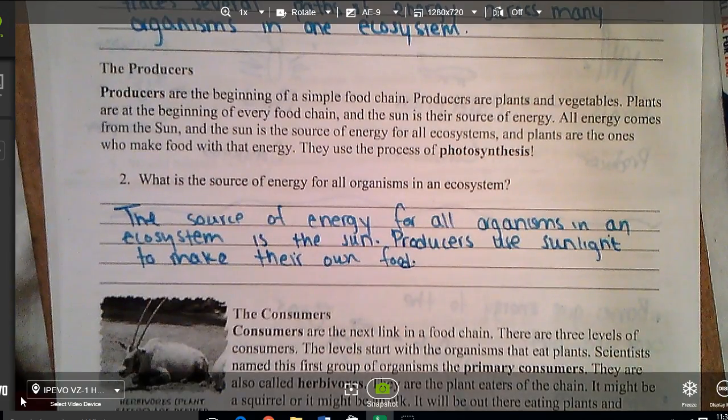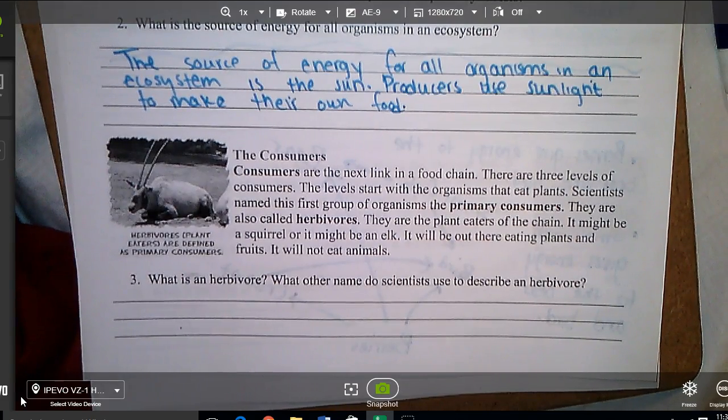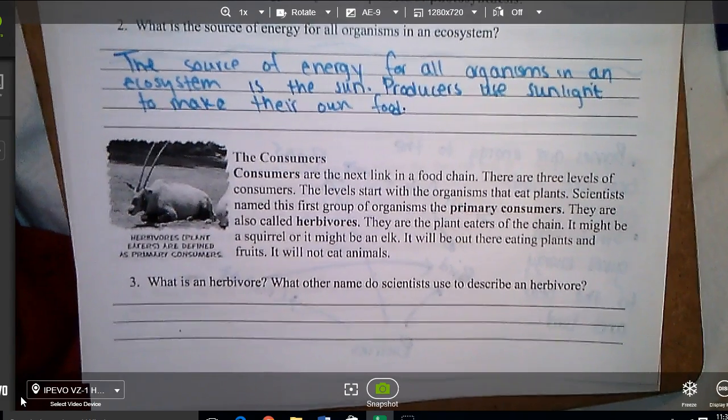Now let's talk about consumers. This is probably the most important paragraph because we are going to get into all of the different types of consumers that we can potentially see in an ecosystem.